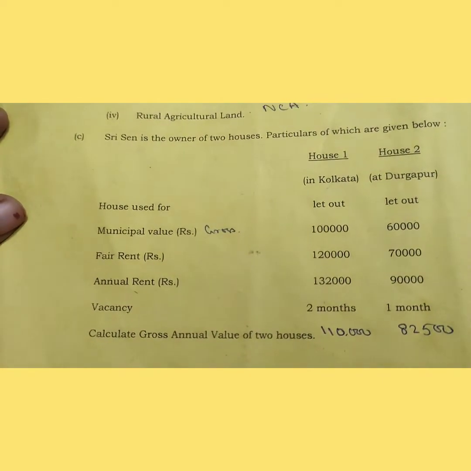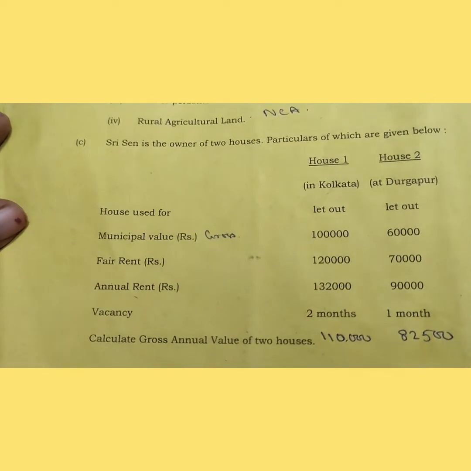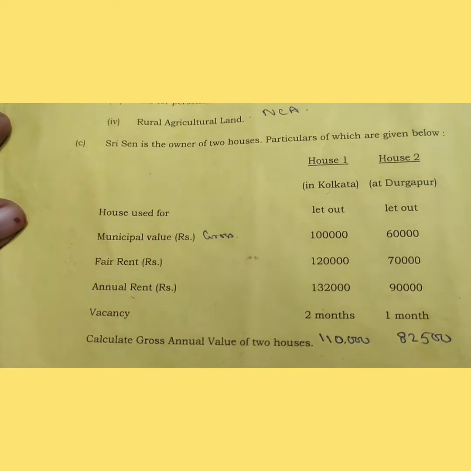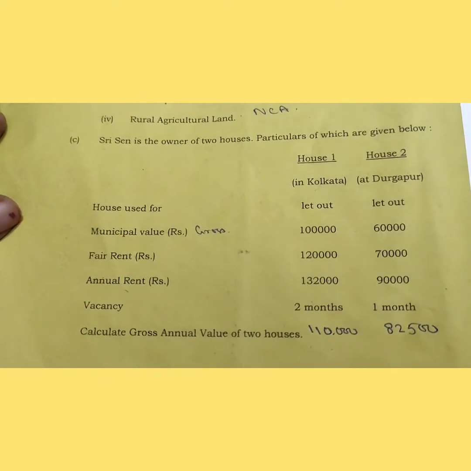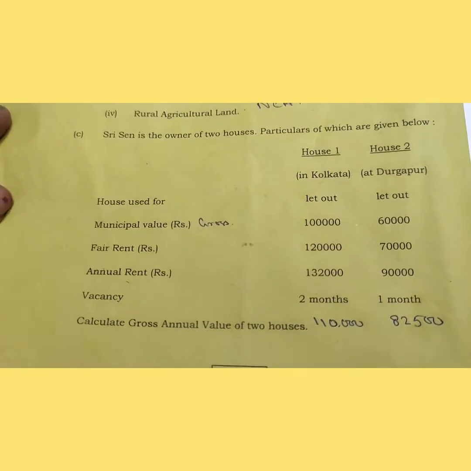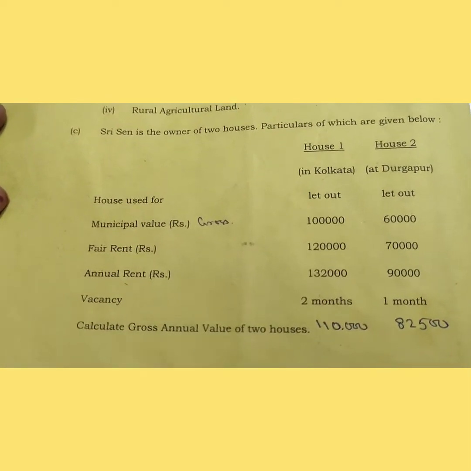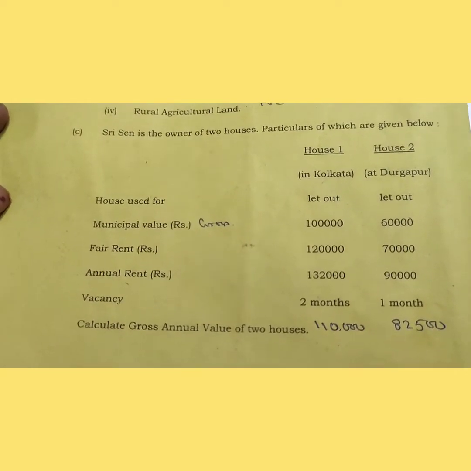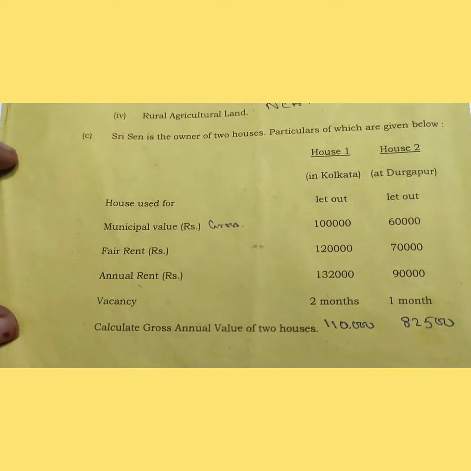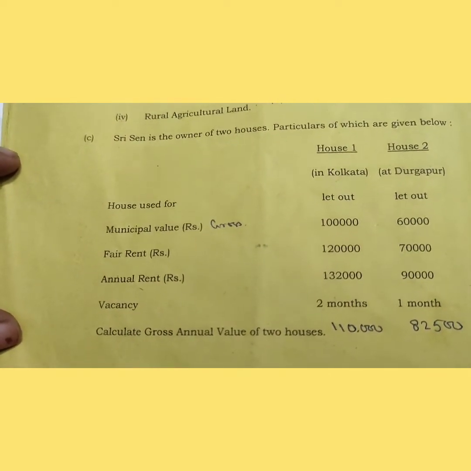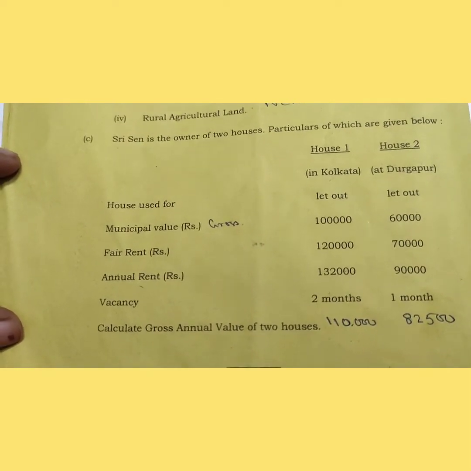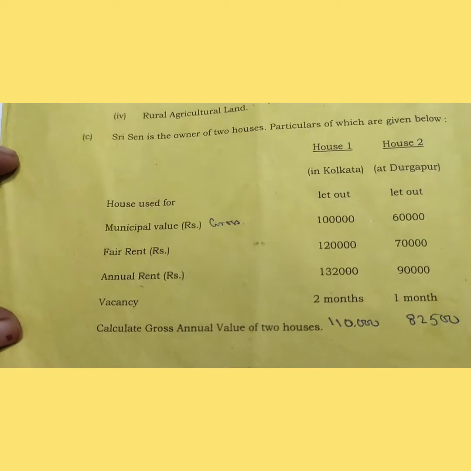Municipal value, we will assume that it is the gross municipal value, and it is rupees 1 lakh for house 1 and rupees 60,000 for house 2. Fair rent is also given. Fair rent is 1,20,000 for house 1 and 70,000 for house 2. Annual rent, that means 12 months rent, is 1,32,000 for house 1 and 90,000 for house 2. And vacancy for house 1 is 2 months and house 2 is 1 month.